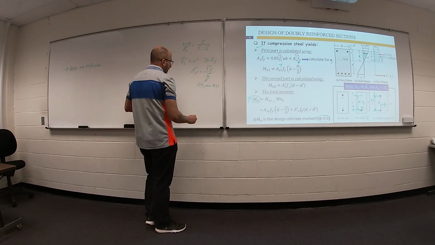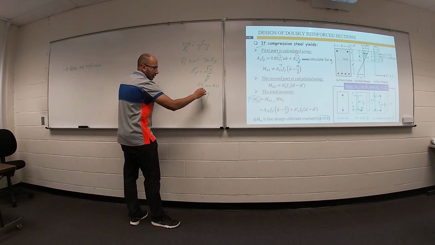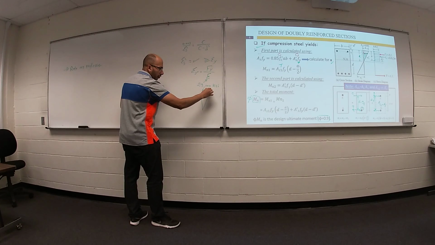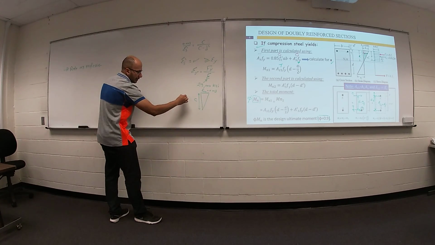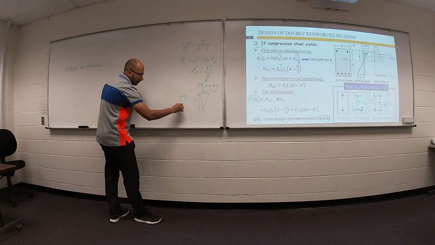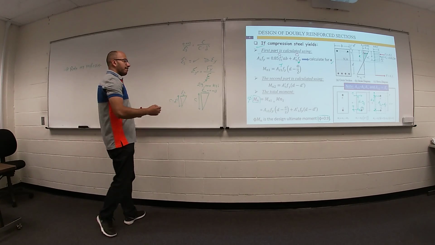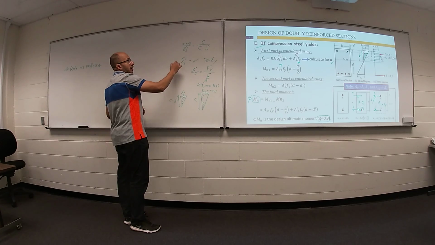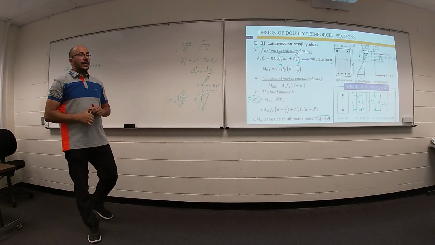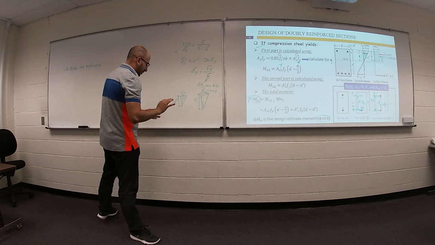One more time, we have two triangles. The first one: epsilon cu equals 0.003, with the total depth c. The second triangle: epsilon steel prime, with this distance c minus d bar. So this triangle is similar to this one, so I put this relationship. Any question?